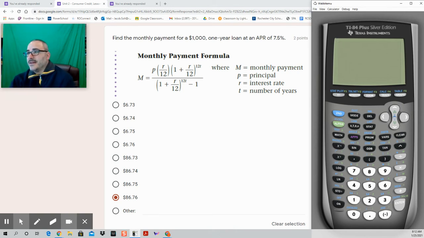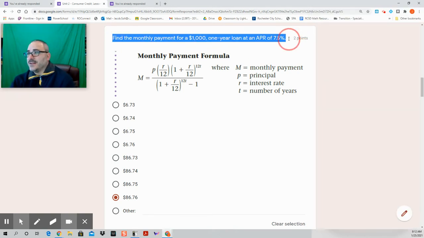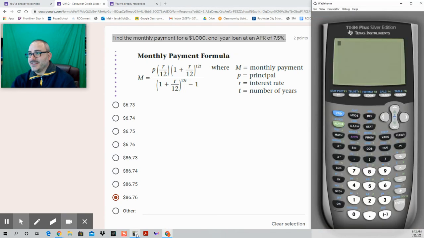So the question here is find a monthly payment for a $1,000 loan at 1 year with an APR of 7.5%. All right, $1,000, 1 year, APR of 7.5%. And here's the formula. Oh, and I'll never ask you to have this formula memorized. All right, just take that stress right off your head. I'm not going to ask you to have this formula memorized.